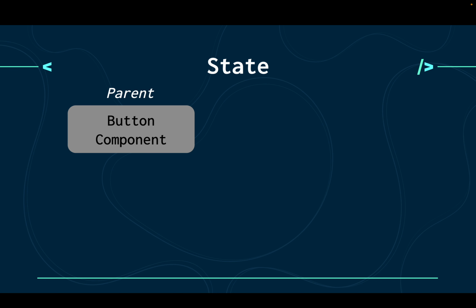Now let's discuss state. State is a component's internal data that can change based on user actions or other events. This changeable nature of state is crucial for interactive web applications.